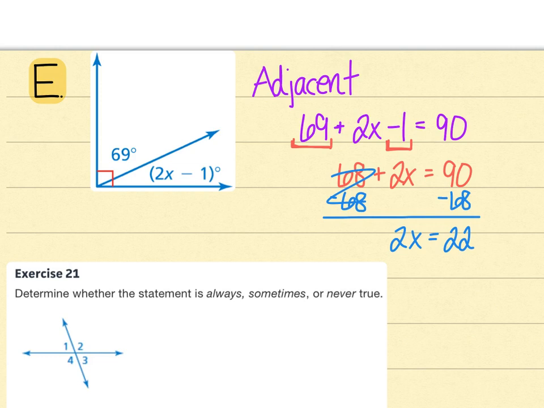And then now finally we can divide by 2. And if we divide by 2, we find out that 2 goes into 22 11 times. So they're adjacent angles. Together they form that 90-degree angle, so x has to be 11. And if I plug in my answer, I can double check. 2 times 11 is 22, minus 1 is 21, and 21 and 69 together will make that 90-degree angle.